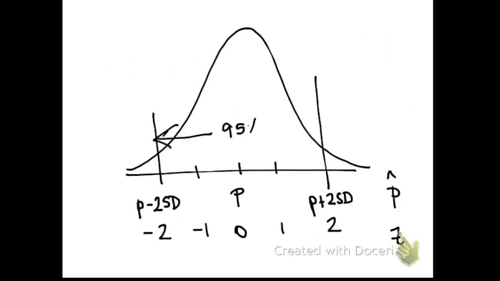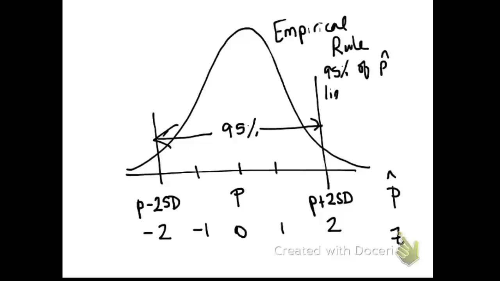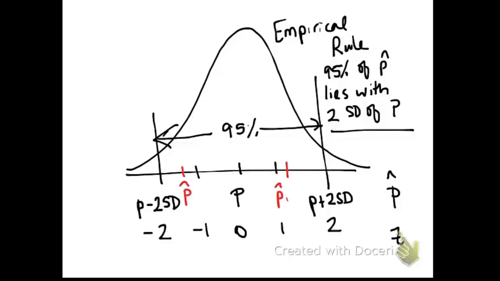If we know our true population proportion, the empirical model says that 95% of all sample proportions, P hat, will lie within two standard deviations of P. So I can take these little sample P hats in red. In other words, I could survey 100 people, and whatever those P hats are, 95% of them lie within two standard deviations of the population proportion.